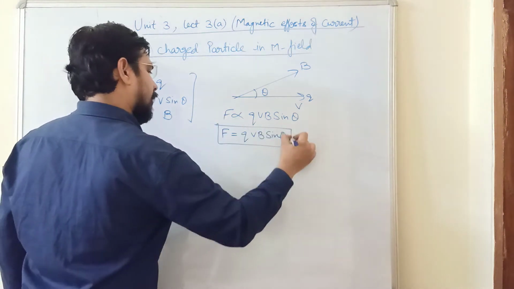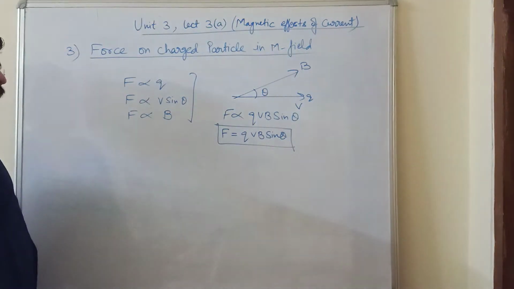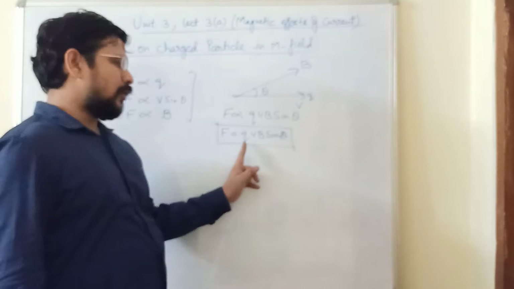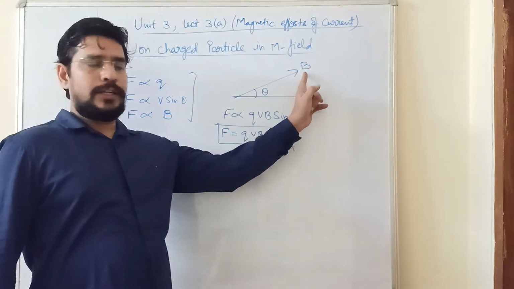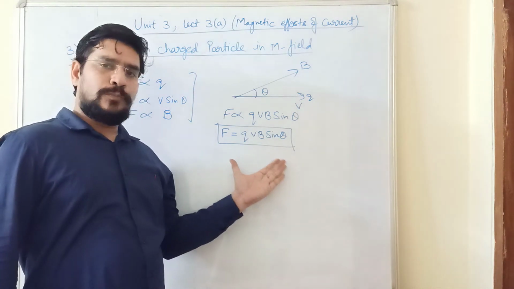So this equation gives you the magnitude of force on a charged particle Q which is moving with velocity V, making angle theta with the magnetic field B. You memorize this formula, this is very important.